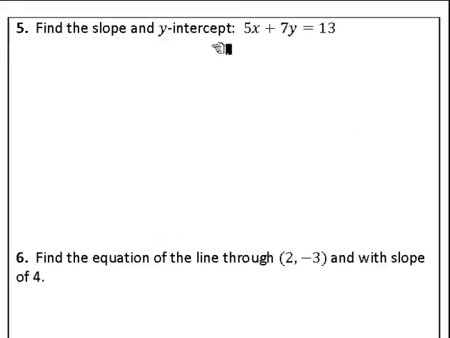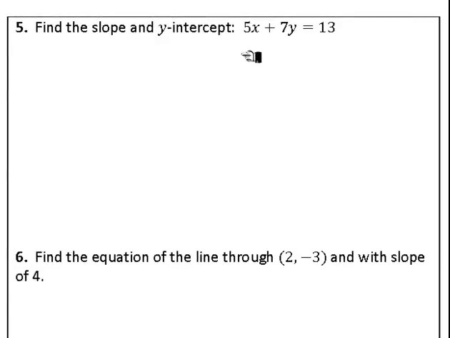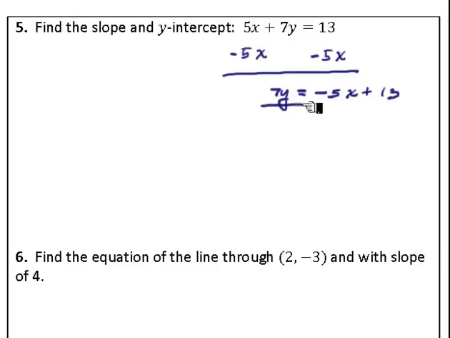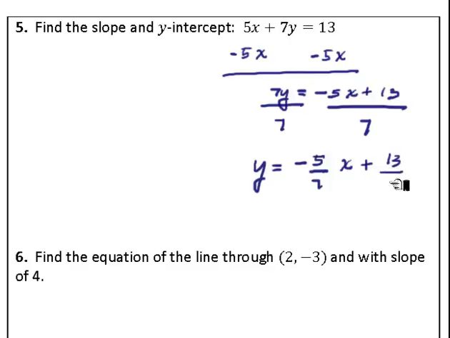Here in number 5, we're finding the slope and y-intercept. So again, we're going to just put this in the form y equals mx plus b. All right, subtract 5x. And we have 7y is equal to minus 5x plus 13. And now divide both sides by 7. And we have y is equal to minus 5 over 7 x plus 13 over 7. So there's our slope. The slope is minus 5 over 7. And there's the y-coordinate of the y-intercept. So our y-intercept is 0 for x and 13 over 7 for y.